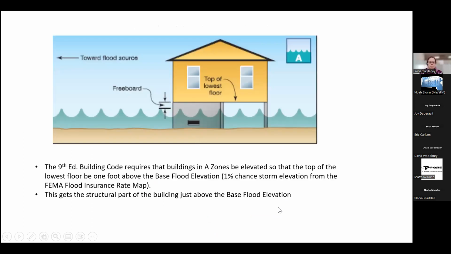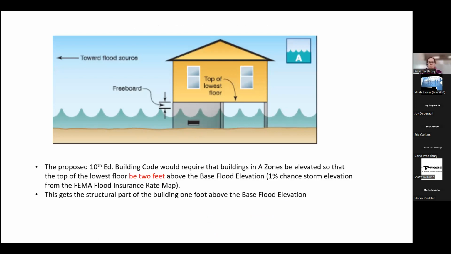So let me just start talking about what we're proposing for the 10th edition for both freeboard and for coastal A zone requirements. As I said, here we are in A zones. In A zones, we have your 1 foot required freeboard. So that's what exists in the 9th edition. What is proposed in the 10th edition is 2 feet.